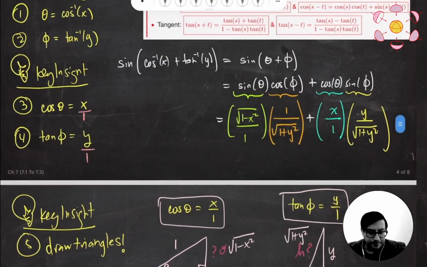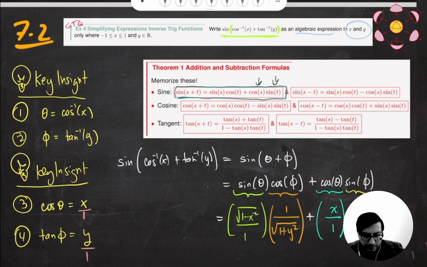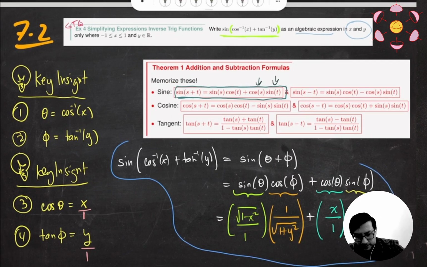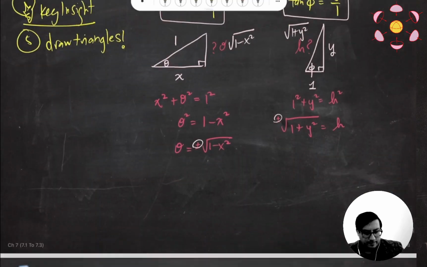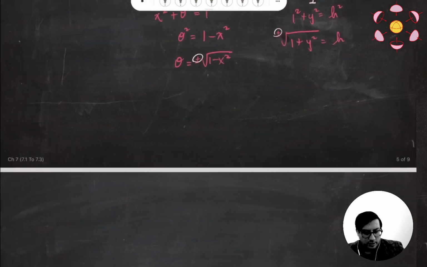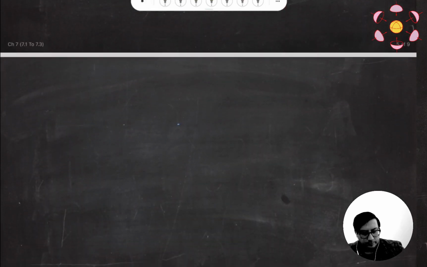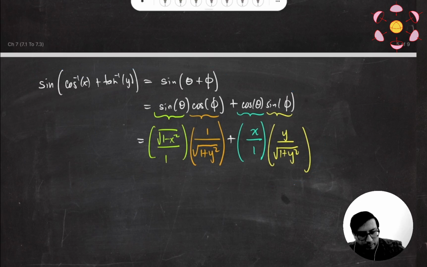Now, let's see, where should I continue this? It says simplify, write an algebraic expression. So I pretty much think we're done. I'm actually going to copy it and just let's write one more step. Copy that. Let's add a new page here. Not much more to do, but let's just simplify our work here.